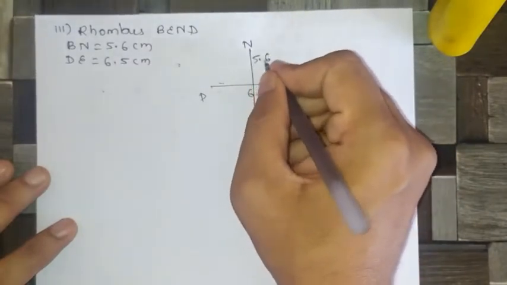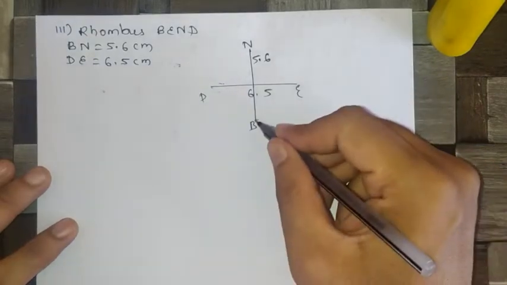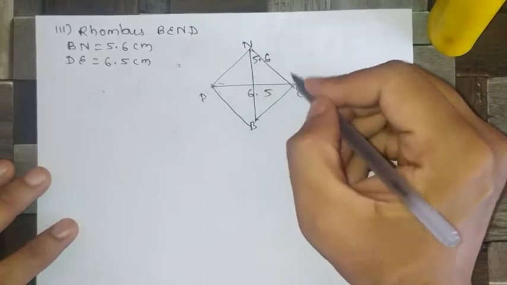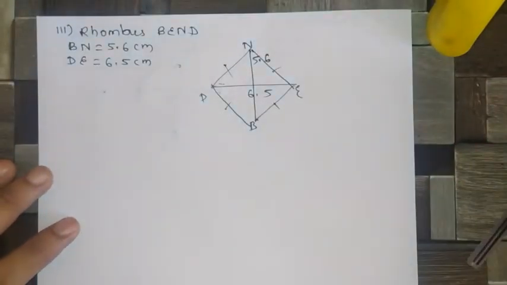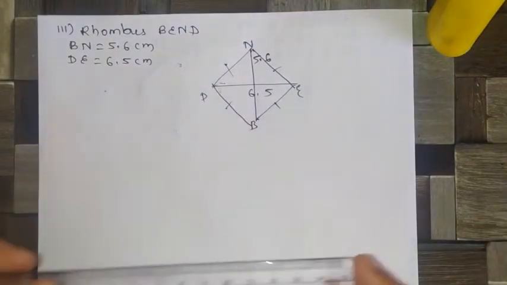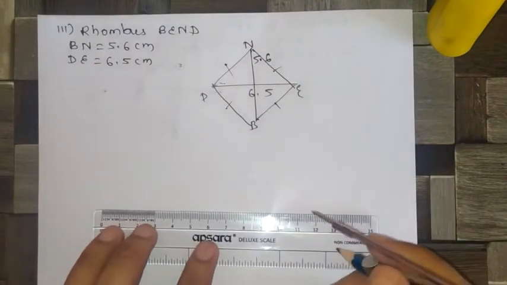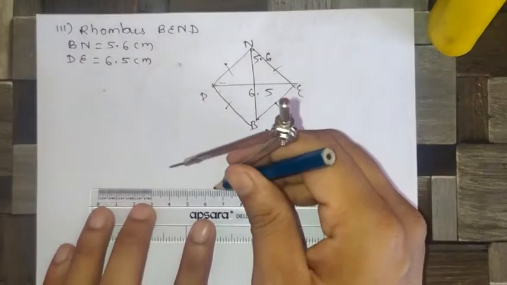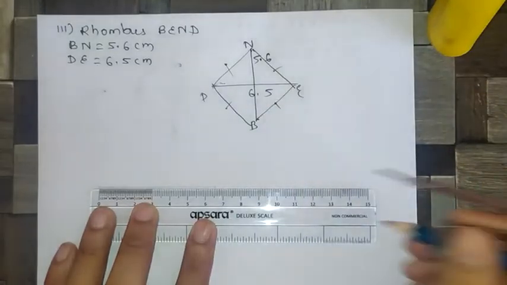So here in the question, the measurement of diagonal is given, and at the end you have to join that point. So you will get rhombus, because in rhombus all sides are equal. So first we will take the measurement of DE. We will draw DE side, and its measurement is 6.5. So I have completed this 6.5.